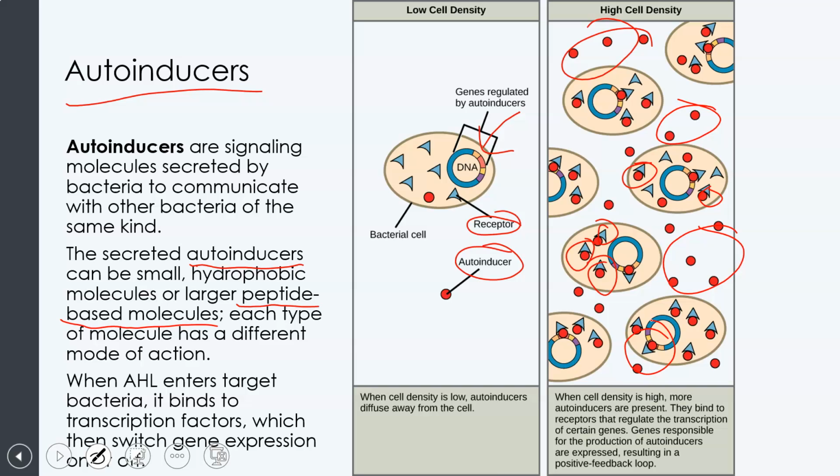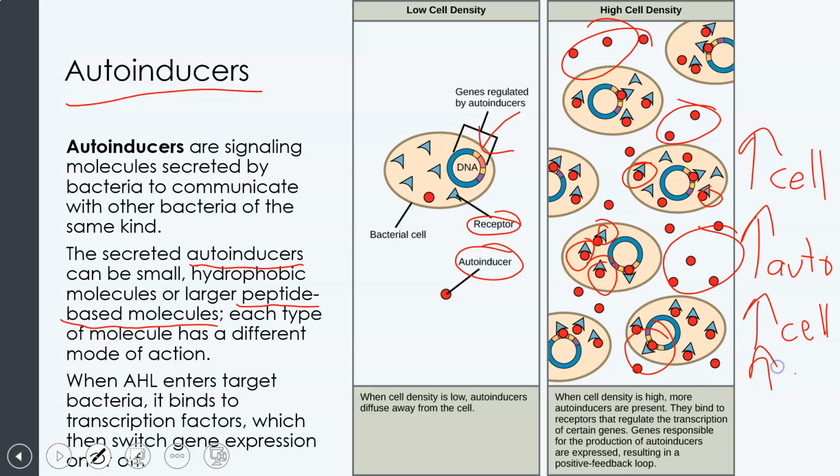And so it's a positive feedback loop. In other words, the greater the number of cells, the higher the cell density, the greater the number of autoinducers. I'm just going to put auto. And then that's going to increase the cell density, which is going to increase the number of autoinducers. That's a positive feedback loop, on and on and on until the cell density is so high that the bacteria release that bioluminescent glow.